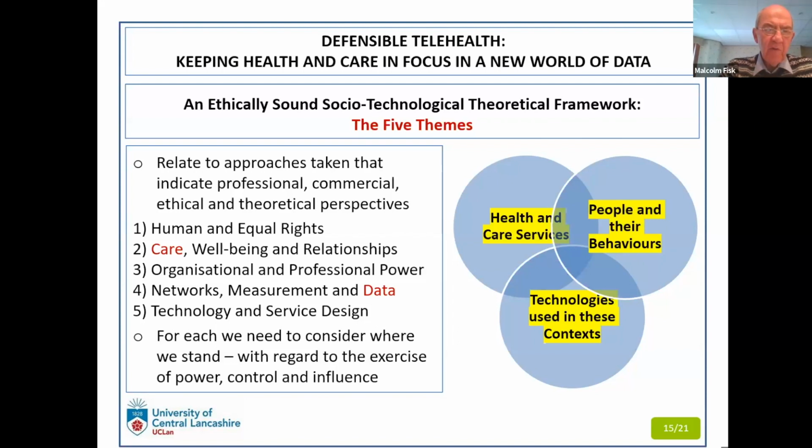There are some issues, of course, around networks, measurement, and data, and Kate, Anne, and Jennene, I think all of them, just started to touch on some of those, especially with the mention of AI as well. And then we have some specific issues about technology and service design. For each of these 5 themes, we need to consider where we stand with regard to issues around power, control, and influence. And of course, there are people linked to this call who have influence that can help the development of this agenda.